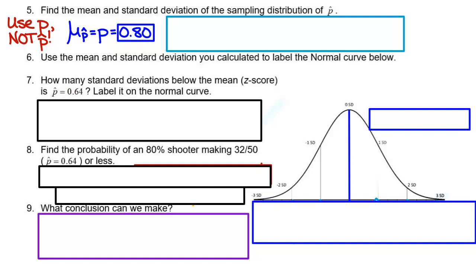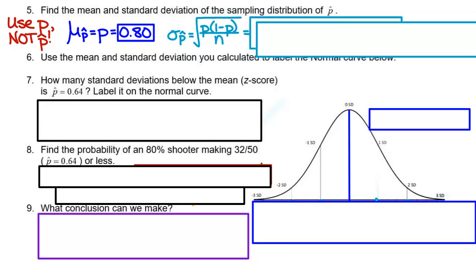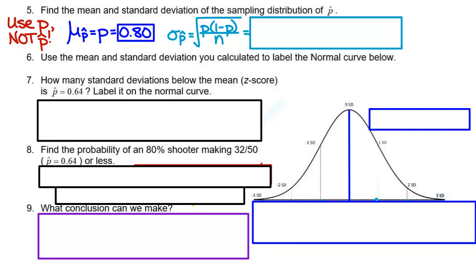Says we also need to find the standard deviation. What's the standard deviation formula again? Square root, P, not P hat this time, because we think we know P, so we're going to use P. P times 1 minus P over N, yes. The standard deviation, lowercase sigma, of P hat is the square root of P times 1 minus P over N. And again, we're using P because we think we know what P is. We think we know the true proportion.